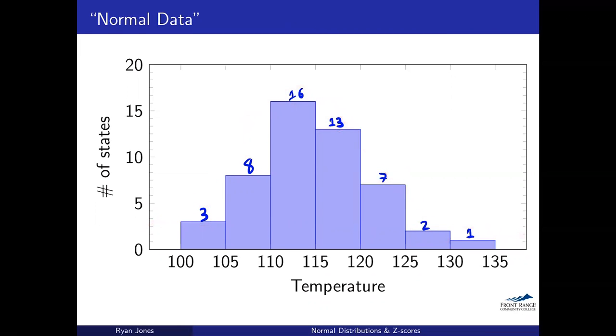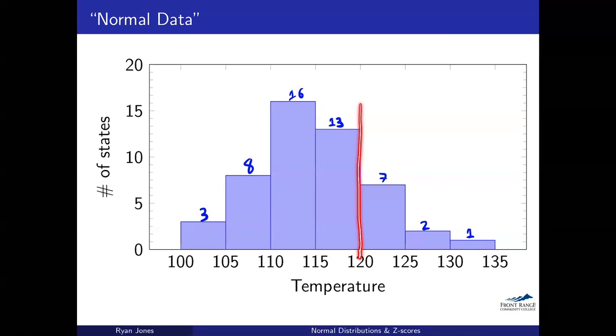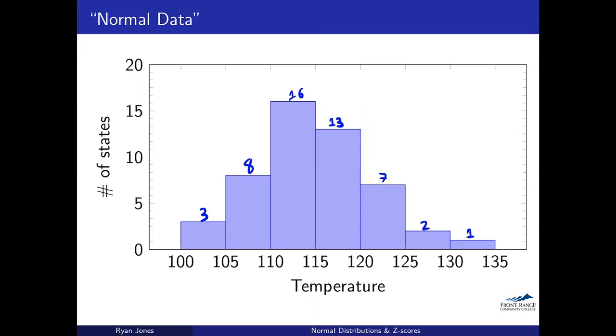that we wanted to figure out some sense of area. And what I mean by area is, let's say we wanted to take a guess at what percentage of the data was less than 120. And so if I wanted to know how many states, or what percentage of states, had a high temperature less than 120 degrees, all I'd have to do is add up the numbers that precede it.